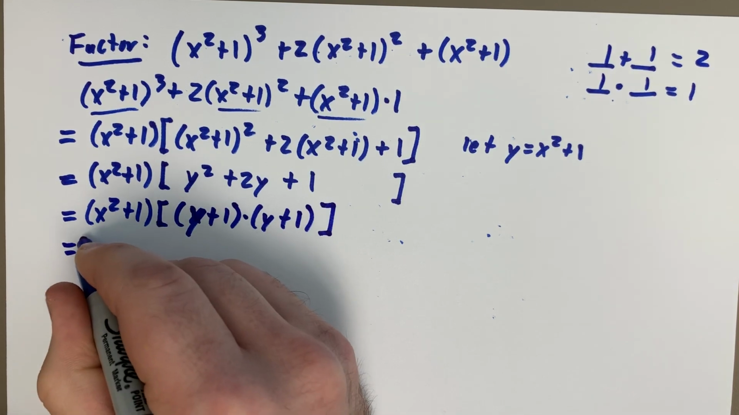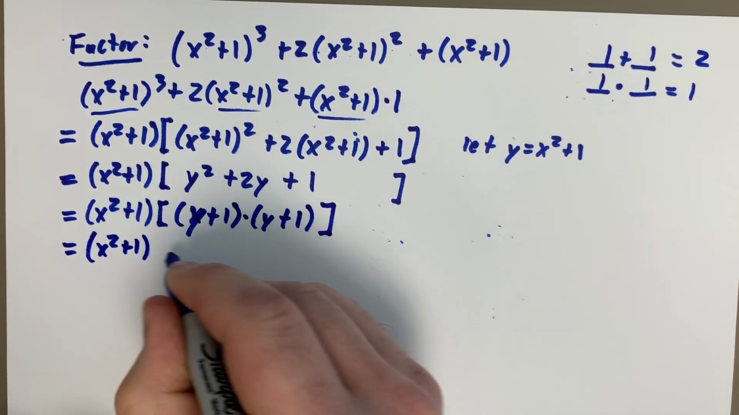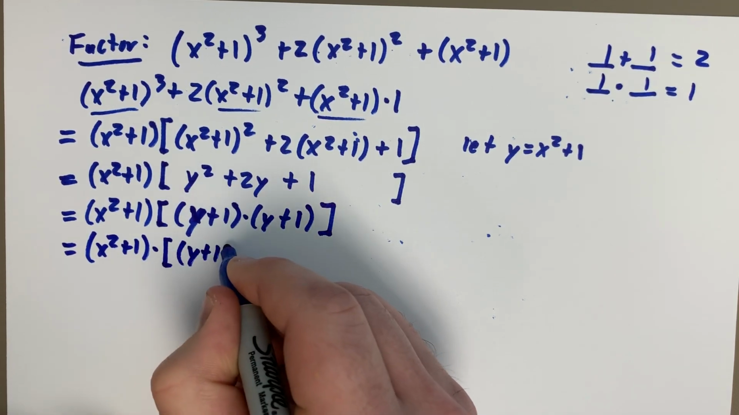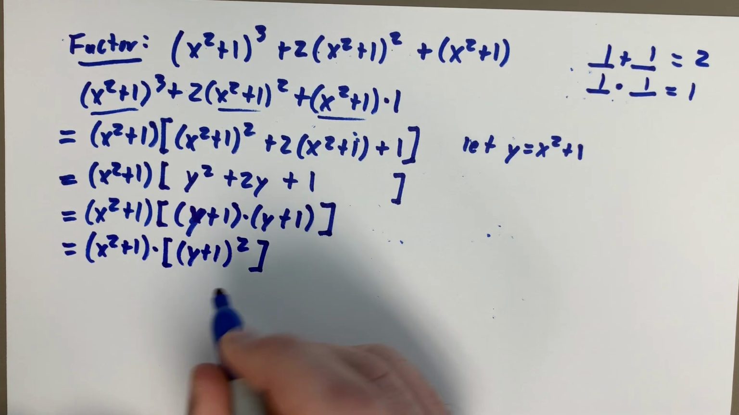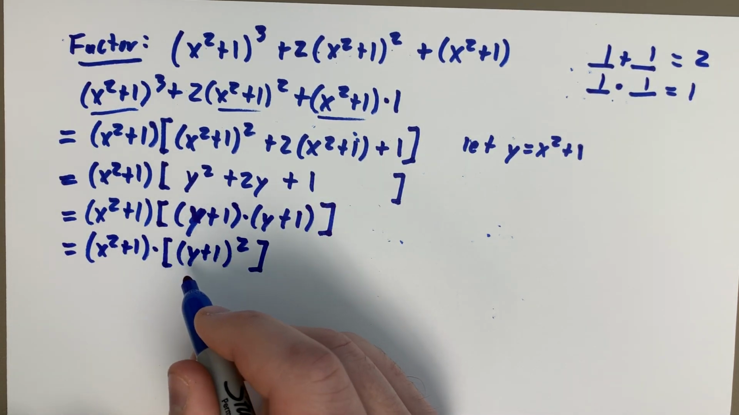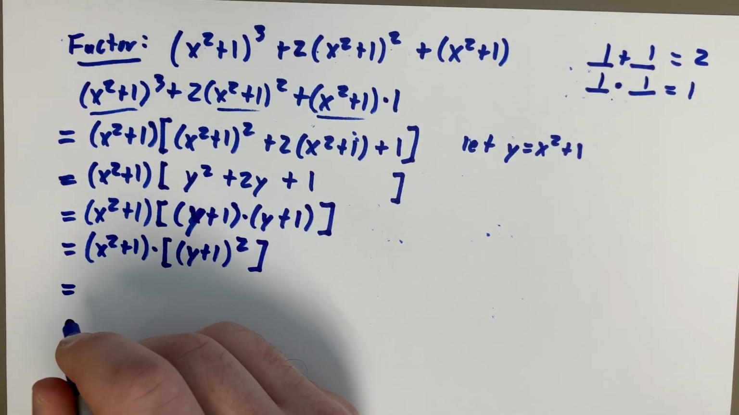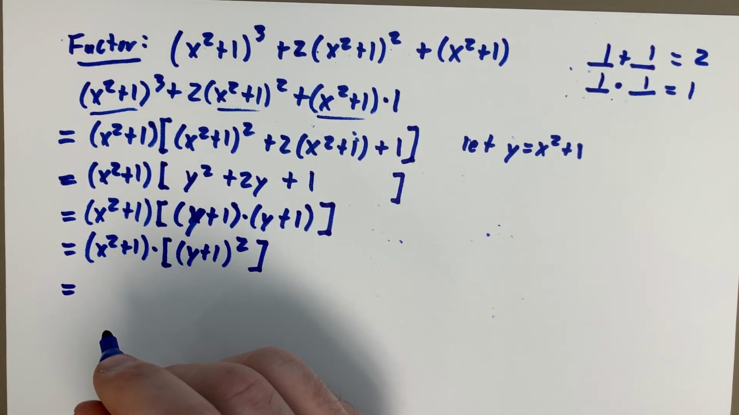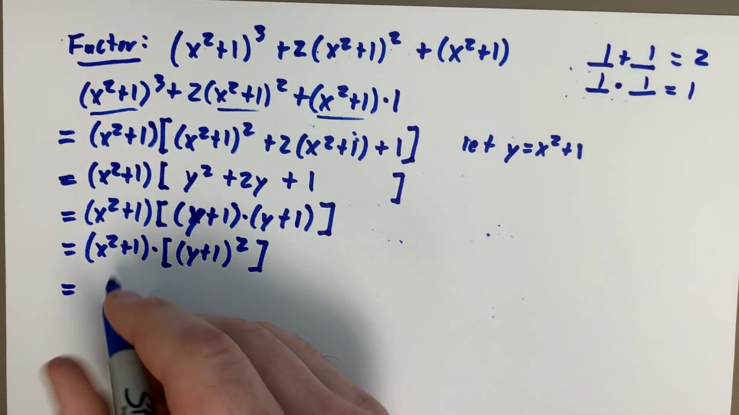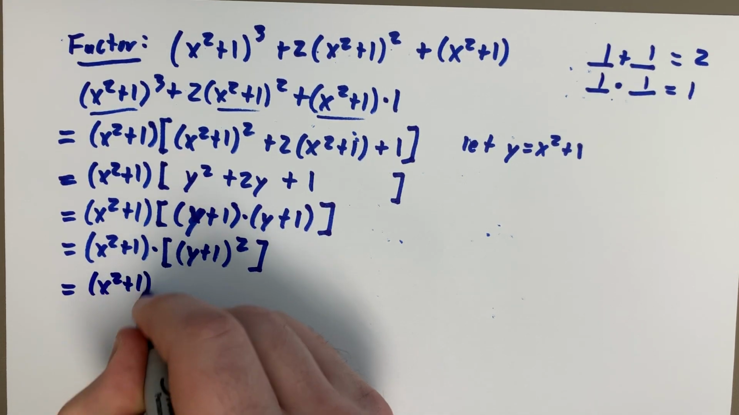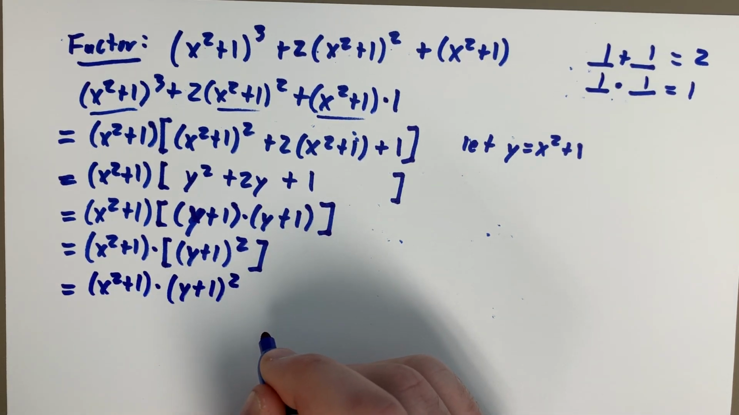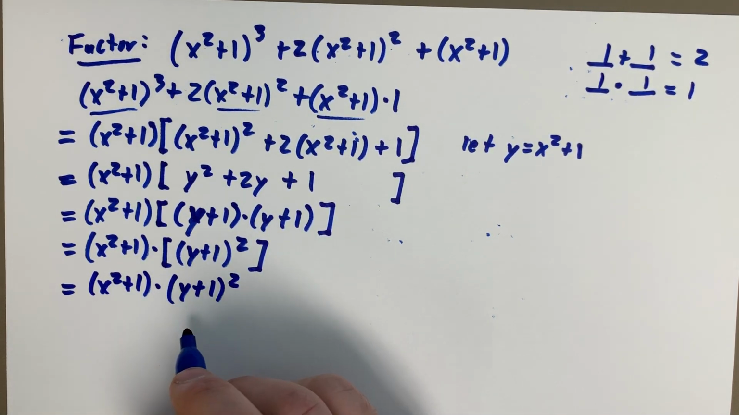Okay, rewriting, this becomes x squared plus 1 times y plus 1 squared. Since everything is being multiplied right now, I can drop the brackets. Why? If you're curious, that's because multiplication of real numbers is associative. That's mathematical jargon for I can drop parentheses when everything's being multiplied. So this gives me x squared plus 1 times y plus 1 quantity squared. All right? So this looks completely factored at this point.